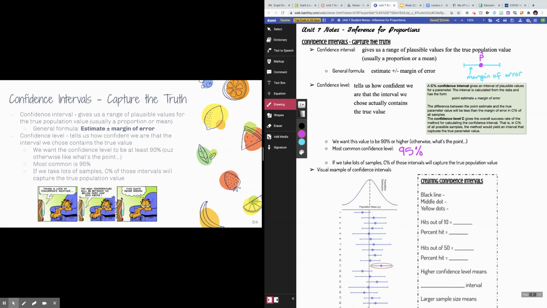What you see at the bottom here, this thing that says, if we take lots of samples, is your interpretation of what a confidence level is. Essentially your confidence level comes from this: if you took lots and lots of samples, we would expect that C%, so let's say 95%, of those intervals will capture the true population value.